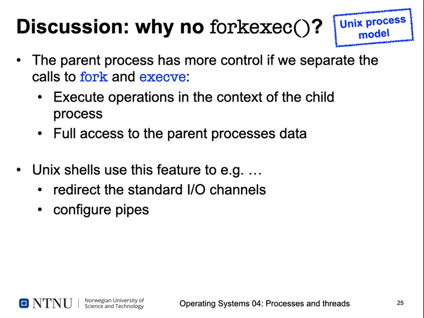For example, if we do an input-output redirection, the first thing a Unix shell does is fork itself, then it redirects its own I/O channels, and then it calls an exec to call the command you actually wanted to execute. So this can be used to redirect standard I/O channels, and in turn, this is also used to configure pipes. We'll look at some of the shell functionality and at a simple shell in later lectures.